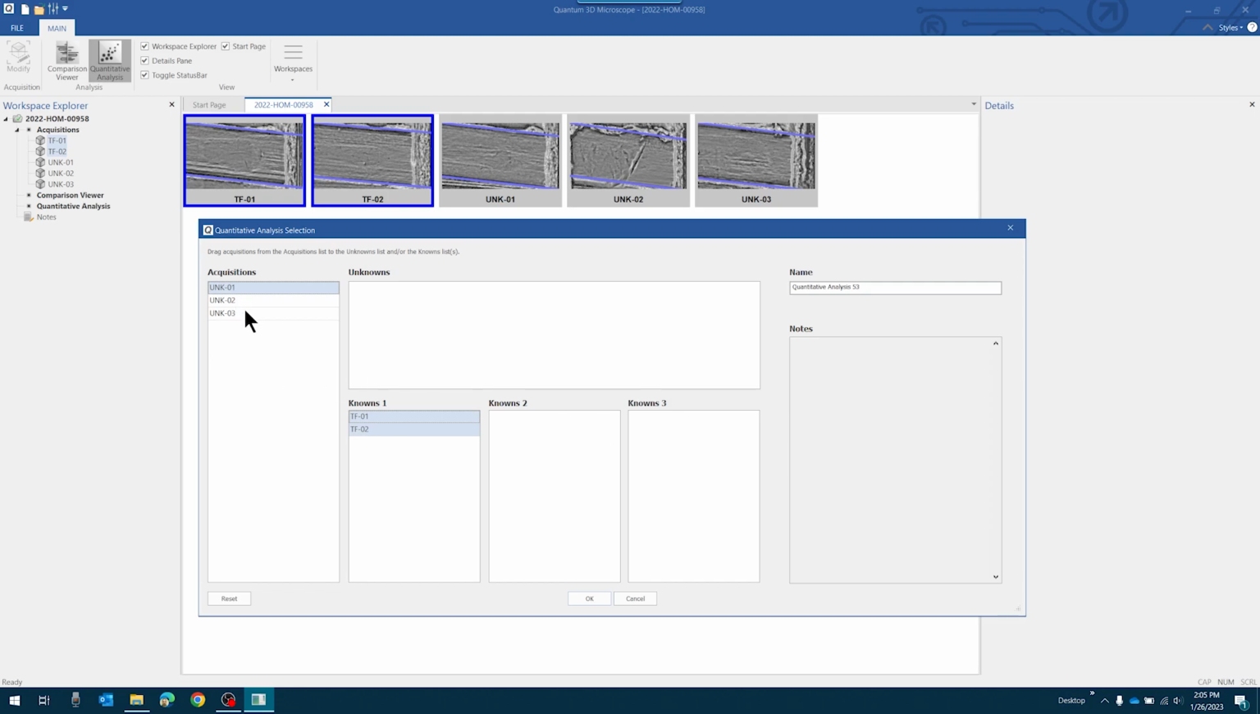Up top here now, we have acquisitions unknown 1, 2, and 3 that are remaining. We don't know their relationship, so they go in the unknowns pile. And so when I run the quantitative analysis here, what's going to happen is unknown 1, 2, and 3 are going to compare against each other. They're also going to compare against testfire 1, testfire 2, and separate from that, testfire 1 and testfire 2 are going to compare against themselves as well. And so we're going to learn the relationship of everybody within that workspace. Let's go ahead and do that.